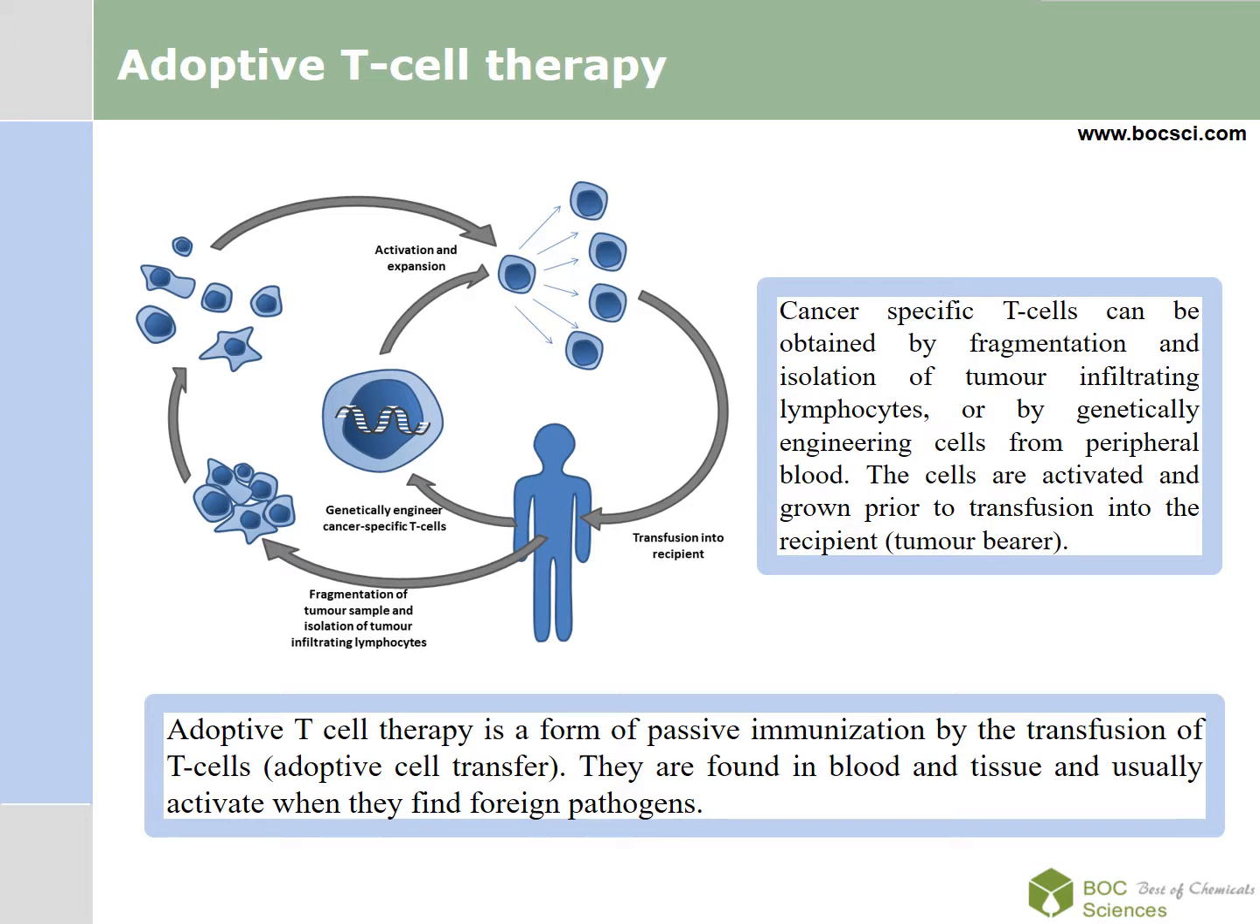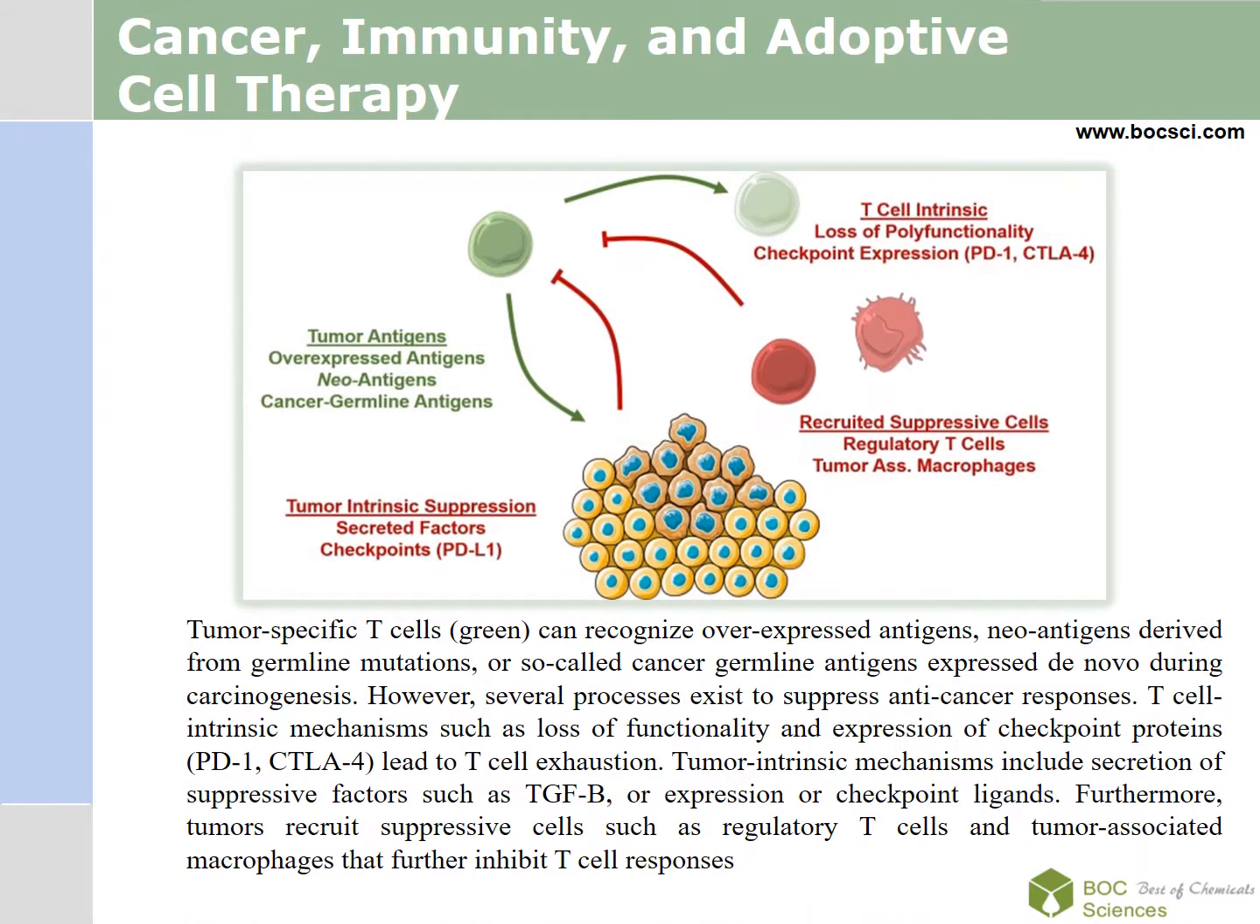As shown in the figure, cancer-specific T-cells can be obtained by fragmentation and isolation of tumor-infiltrating lymphocytes, or by genetically engineering cells from peripheral blood. The cells are activated and grown prior to transfusion into the recipient, the tumor bearer. Based on their use and action, we will focus here on the tumor immunology of T-cells specifically.